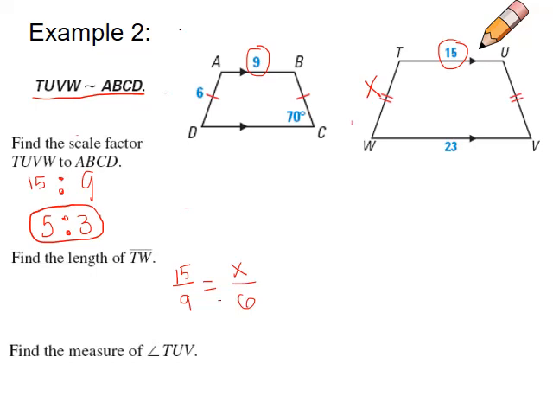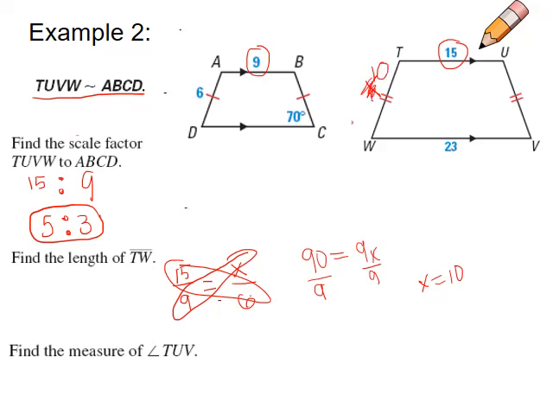And all we have to do from here is just cross multiply. So we cross multiply this and we cross multiply that. Well, 15 times 6 is 90, and 9 times x is 9x. We get 90 is equal to 9x, divide both sides by 9. x then would be 10. So this side length here is 10.